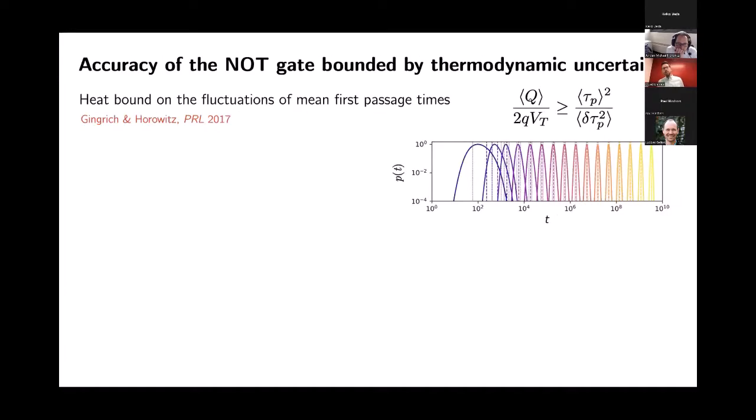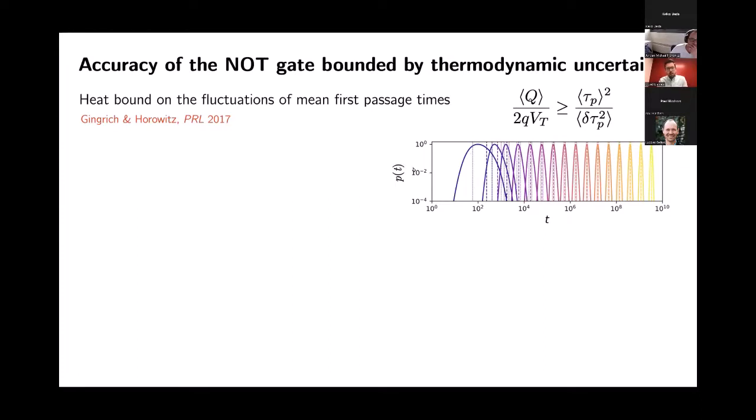Okay, so what we're going to look at in the first case is invoking one of Jordan and Todd Gingrich's thermodynamic uncertainty principles, that associated with bounds on mean first passage times. This is the time to reliably have that logical operation, the charging of that NOT gate. And the uncertainty we're going to look at is the mean of that first passage time relative to its variance, that should be bounded through an uncertainty principle by the heat that's released.